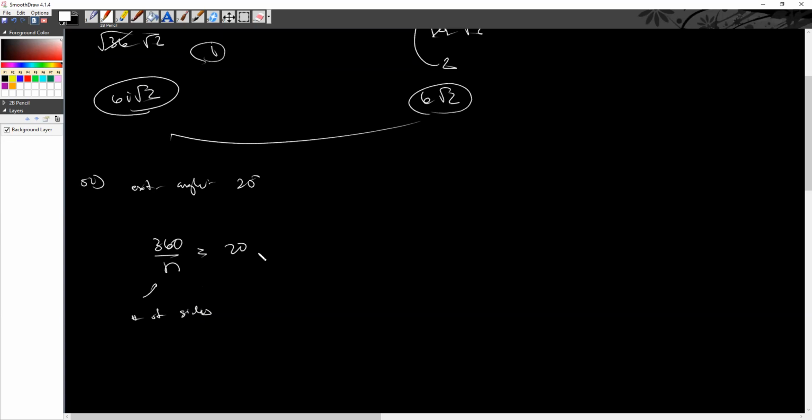20, because I know that each exterior angle is 20 degrees. So from here, boom, kick that over. 360 equals 20n. Divide by 20, I get n equals, is that 18? Yes. 18-sided polygon. Who asked for this one?